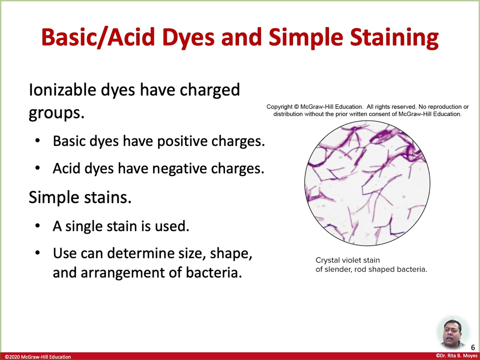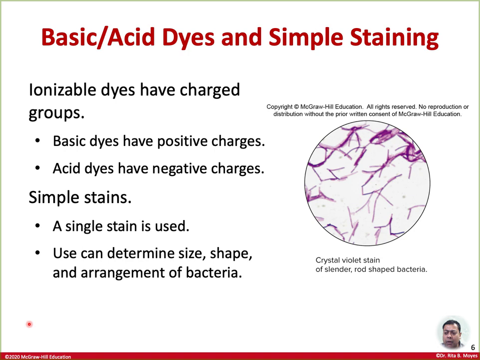So the next part that we are going to talk about, the simple stain can determine three different things. We can determine the size, we can determine the arrangement of the bacteria, and we can also look at the shape of the different bacteria. So essentially, simple staining gives you three different characters, which are size, shape, and arrangement.